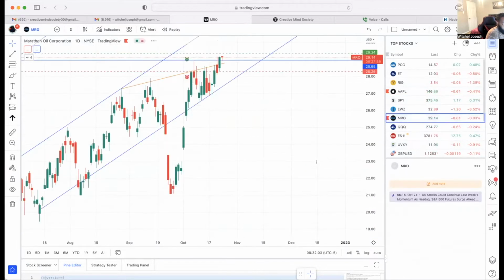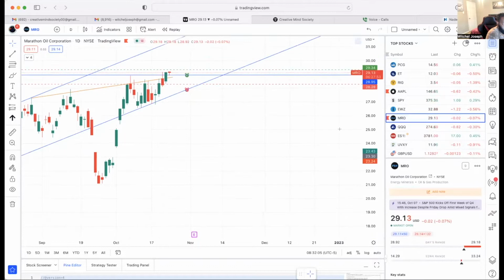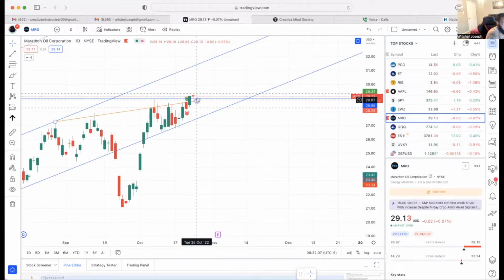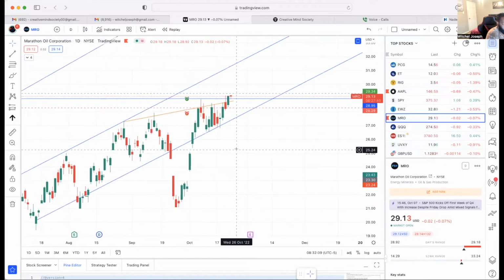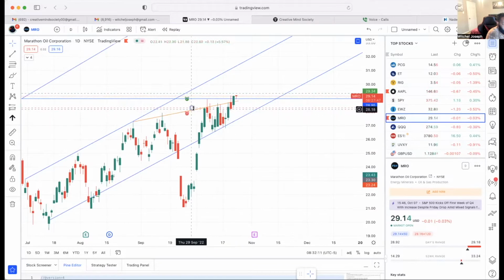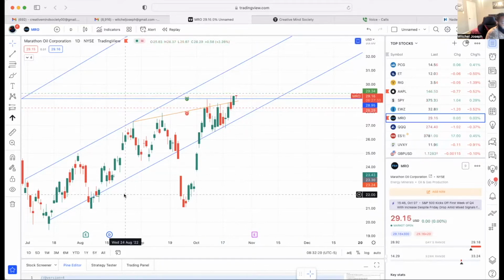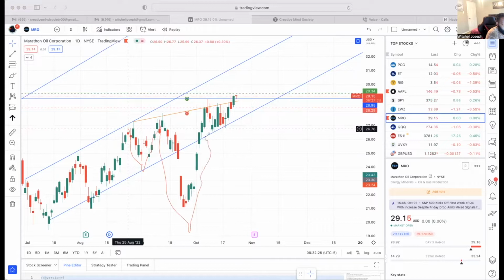Let's look at MRO. This is the oil stock, but look at it. It opened up, it already made a low, and this has a high probability of shooting up higher because it already broke the neckline. This structure right here, guys, I want you to notice, is called an inverted head and shoulders. It's an upside down head and shoulders. Here's the left shoulder, head, right shoulder. Notice that it's basically upside down.